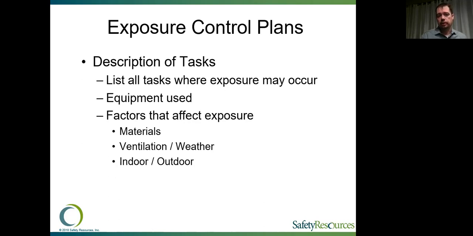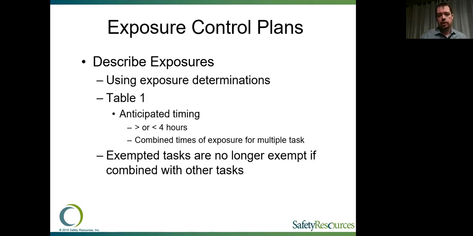That exposure control plan needs to accurately describe the tasks that are being performed and list them out, wherever they may be occurring. Within those tasks, there is going to be a description of what type of equipment is going to be used, and then what other factors may be listed out there that are going to affect what that exposure level is going to be. That could be the types of materials that's being used, what type of ventilation or weather conditions may be present, whether that work's taking place indoors or outdoors. It also needs to describe the general anticipated duration of exposure that they would have for that.